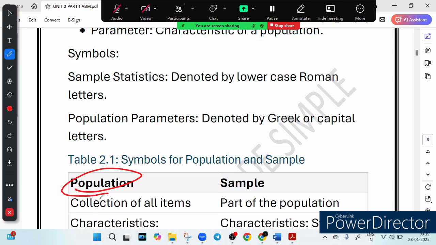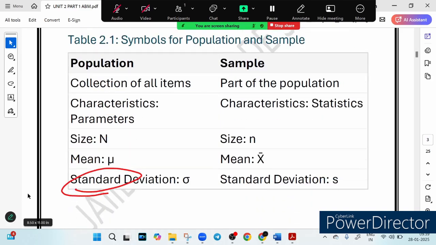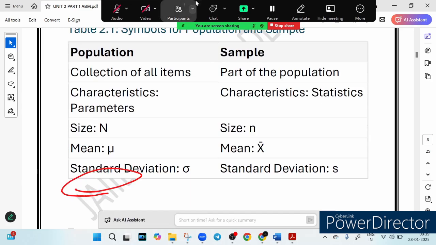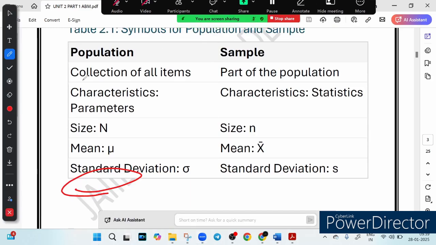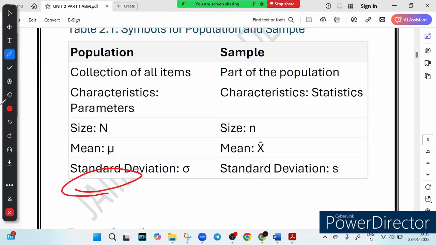Basically, we are going to see the difference between population and sample. But before that, let me provide you some symbols also. Population is the big picture, a collection of all items. Let me write it down. You can see population is just a collection of all items. For example, if you are analyzing all the bank accounts in a branch, that is your population because it is a collection of all items.